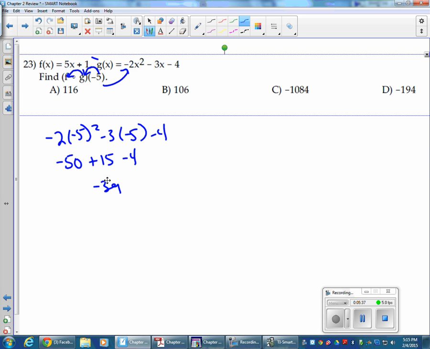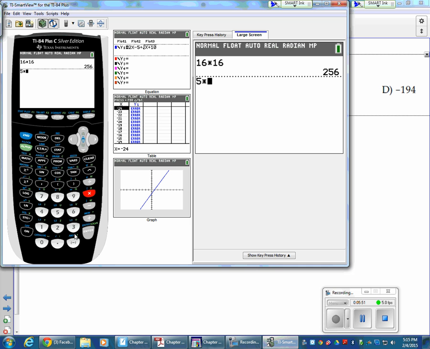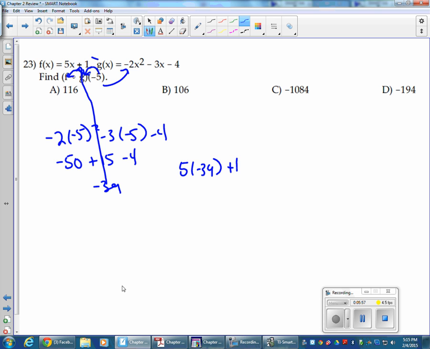So I'm going to plug -39 into the F equation. So it's 5 times -39 plus 1. Let me go to the calculator and do it a little bit quicker than my head. 5 times -39 is -195. So it'd be -195 plus 1, which is -194. So my answer would be D.